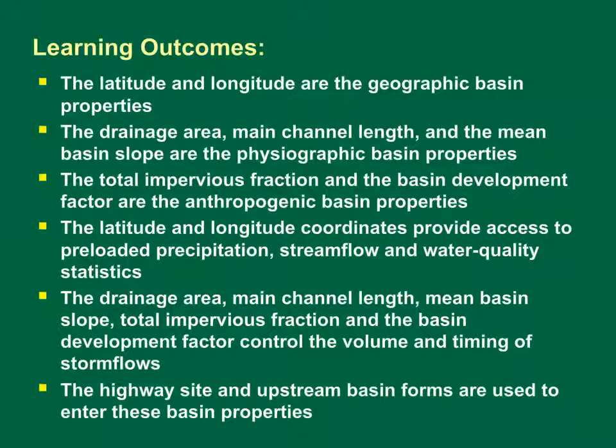In this module, we learned that the latitude and longitude are the geographic basin properties. The drainage area, main channel length, and main channel slope are the physiographic basin properties. The total impervious fraction and the basin development factor are the anthropogenic basin properties. The latitude and longitude coordinates provide access to preloaded precipitation, stream flow, and water quality statistics. The drainage area, main channel length, mean basin slope, total impervious fraction, and the Basin Development Factor control the volume and timing of storm flows. The highway site and the upstream basin forms are used to enter these basin properties.